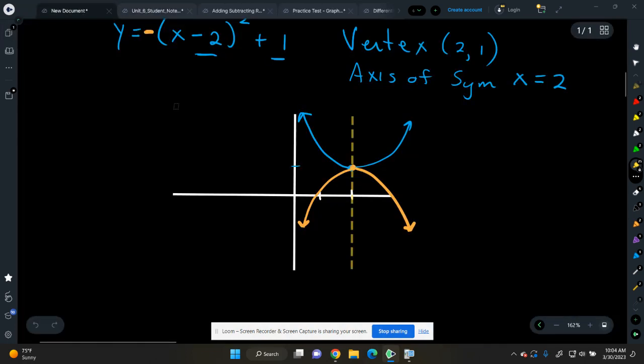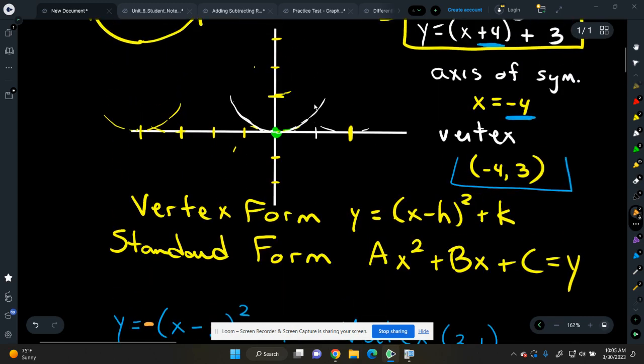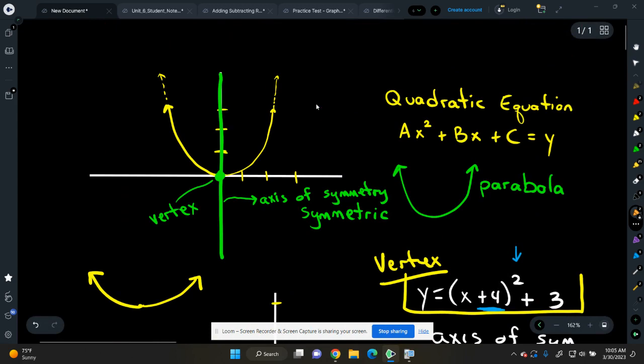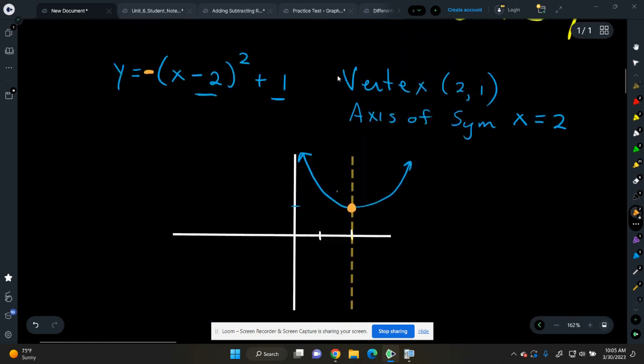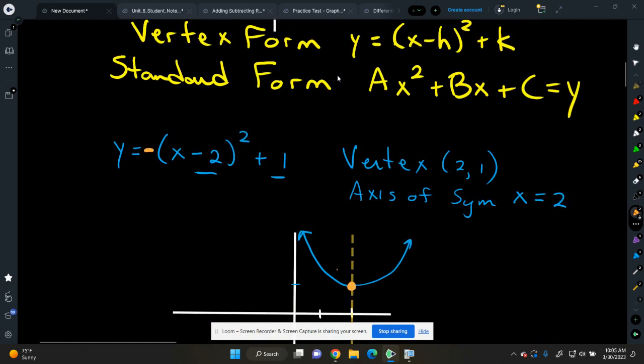Okay. So what do you notice about all of the vertices? Plural for vertex is vertices, right? In relationship to the axis of symmetry. There's my vertex here. What do we notice? Where does it always fall? It always falls on the axis of symmetry. The vertex is always on the axis of symmetry.